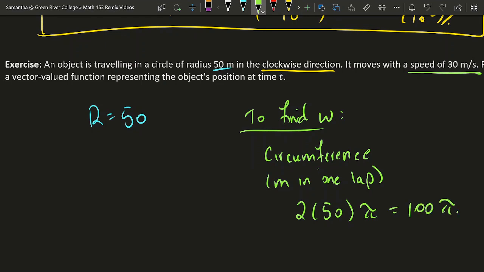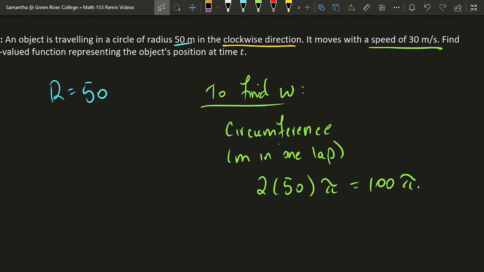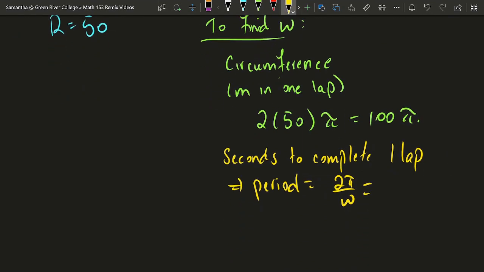So if this is the number of meters in one lap, and the object's speed is 30 meters per second, the seconds required to complete one lap, the period, in other words 2 pi over omega, must be equal to the distance required divided by the speed at which we're traveling, 100 pi divided by 30.